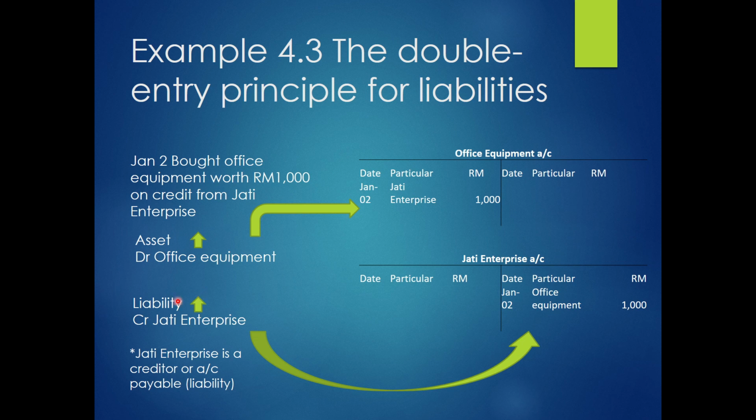Another effect, liability Jati Enterprise increase. Liability increase, credit. So in the Jati Enterprise account, the entry will be made on the credit side. The date is 2nd January. The particular is office equipment.